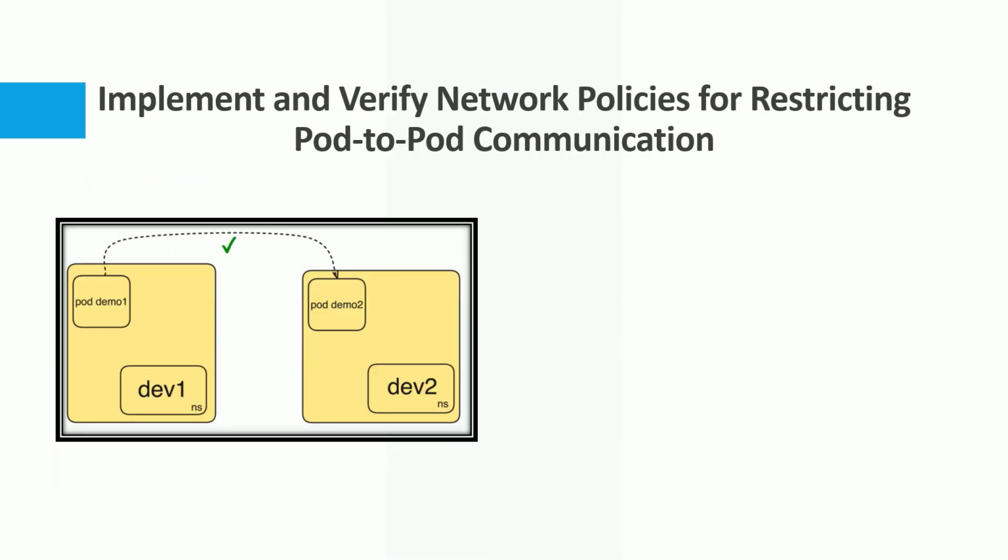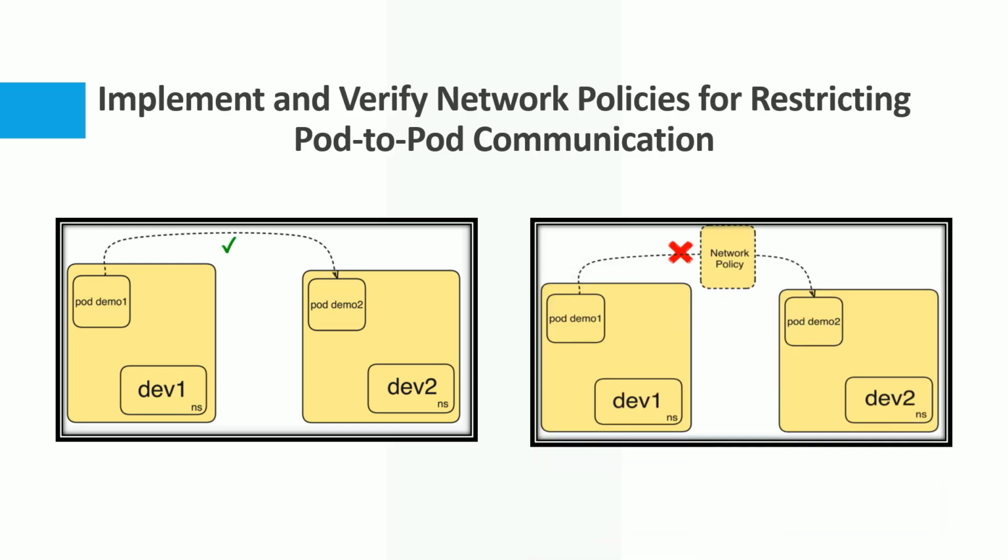So here, this is the first image, pod-to-pod communication is allowed. In this scenario, you can see pod demo1, which is running in the dev1 namespace, can communicate with pod demo2 in the dev2 namespace, and the dashed line with a check mark indicates that network communication is allowed. So by default, Kubernetes allows all pods within a cluster to communicate unless a network policy is applied to restrict it. We have another image that is pod-to-pod communication restricted.